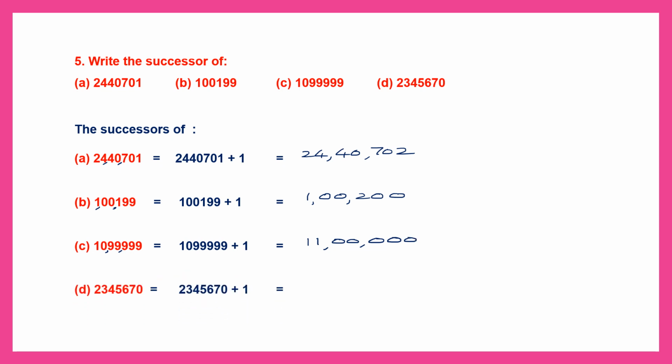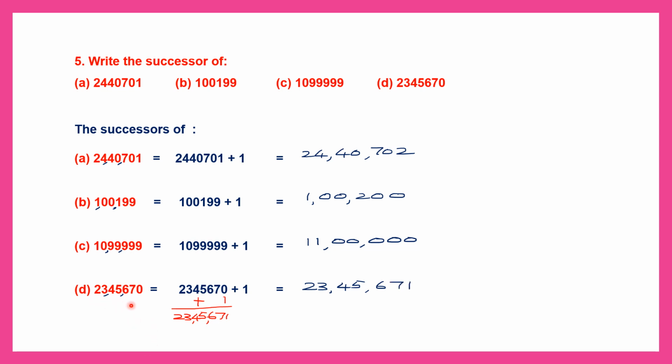The next one, let's put the commas in the right places. So this is 23,45,670 and we add 1 to it to get our successor. So let's put 1 here. 0 plus 1 is 1. Then we have 7, 6, 5, 4, 3 and 2. So what do we have here? 23,45,671. So we have found the successor.